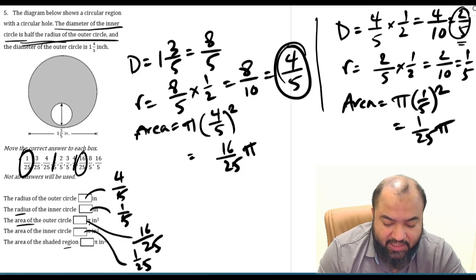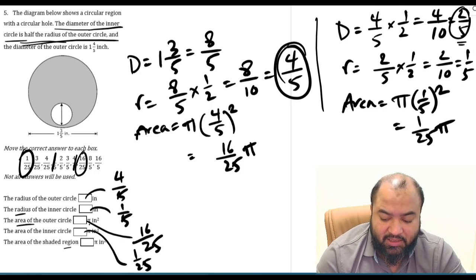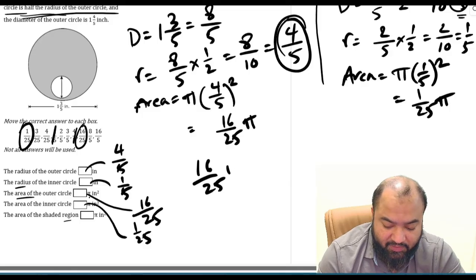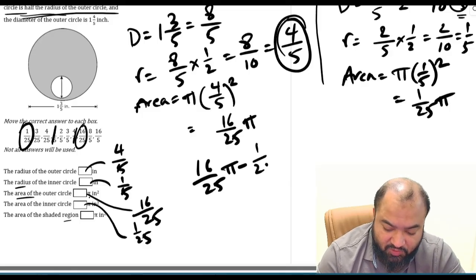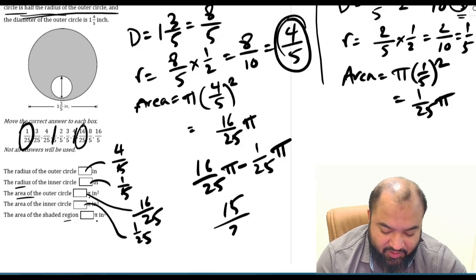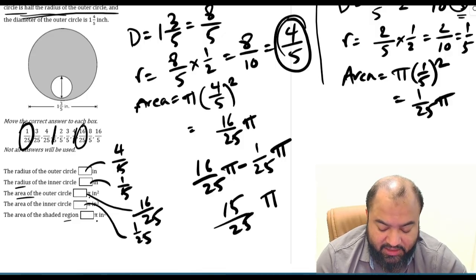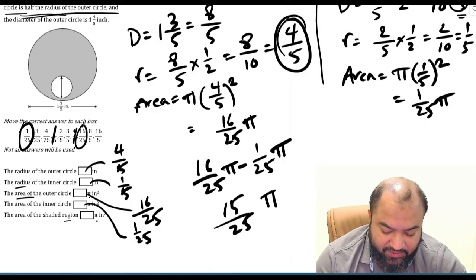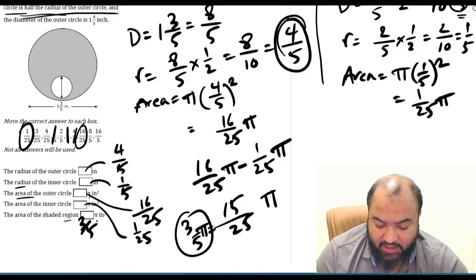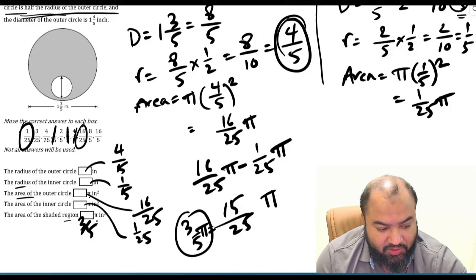Now the area of the shaded region, remember, is subtract. So we do big one, which is 16/25 pi, minus the small one, which is 1/25 pi. So 16 minus 1 is 15/25 pi. That simplifies if we divide by 5. So that's 3/5. My bad, 3/5 pi. So answer should be 3/5. It's here. Okay, so that's the total.